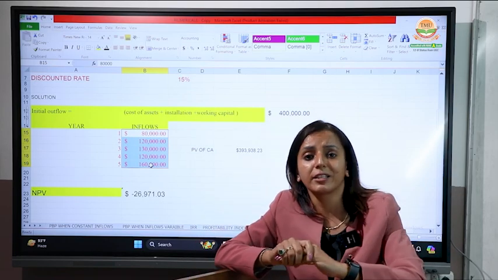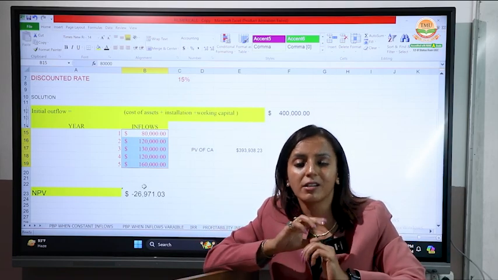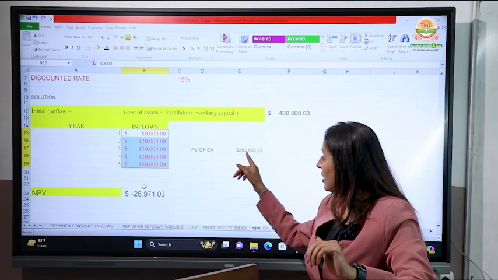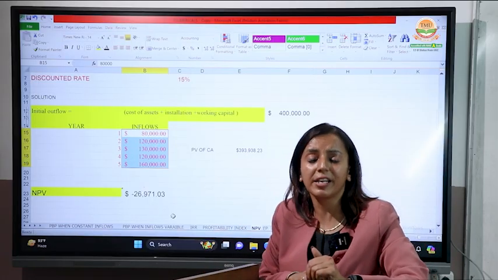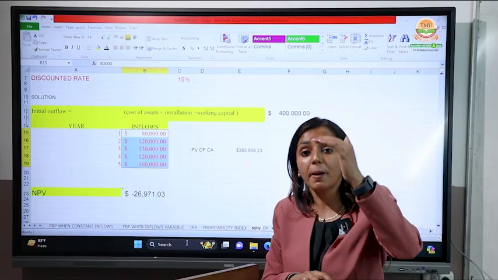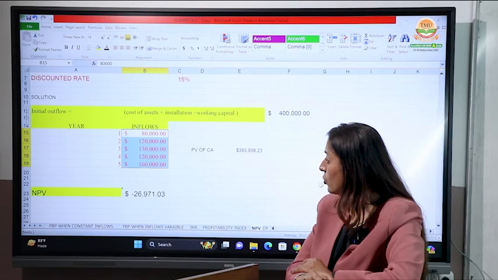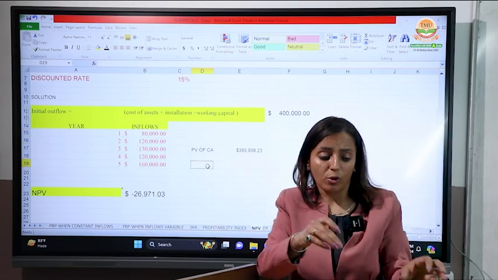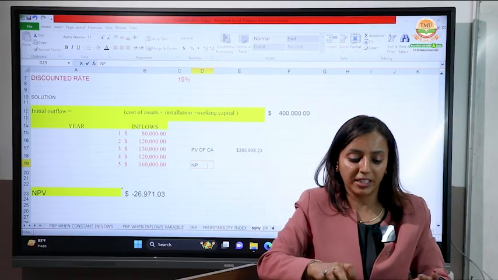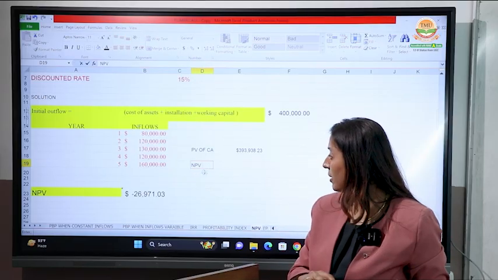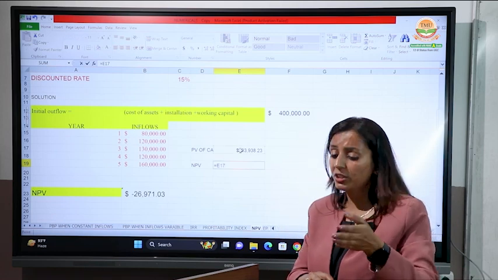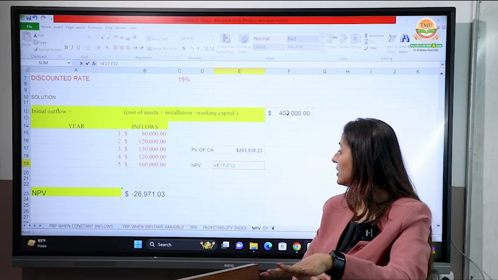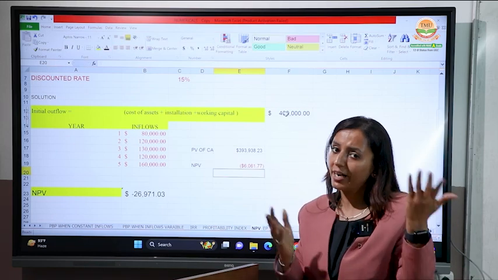6,10,000 is not the correct answer. The correct answer is 3,93,938. That will be the present value. Now what do we have to calculate? We have to calculate the net present value. How do we calculate the net present value? Again simple. What we are getting, inflows, minus what we have invested, outflows, and just press enter.